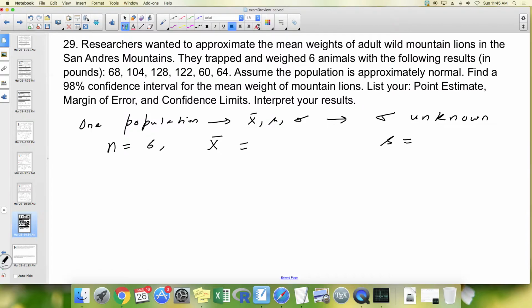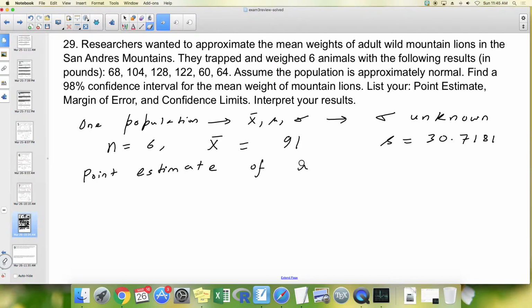So I will carry on. I'll write x bar equals 91 and I'll write s equals 30.7181. But how did I get these numbers? We have already done that. I will not explain it here. All right, so they want point estimate. Point estimate is easy. Point estimate of mu. That's x bar, which is 91.